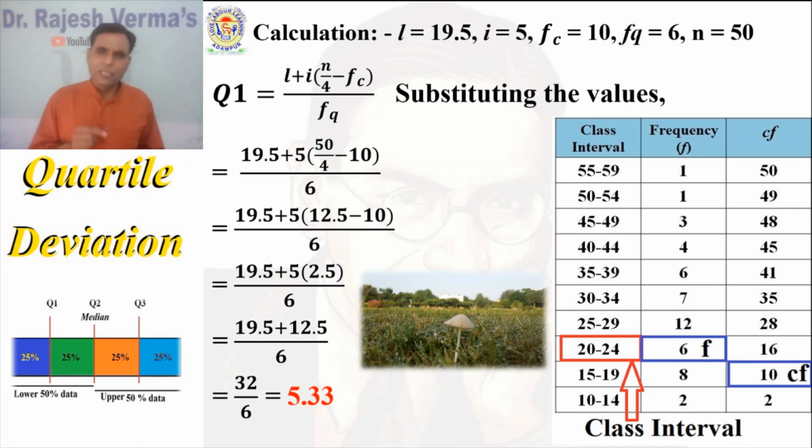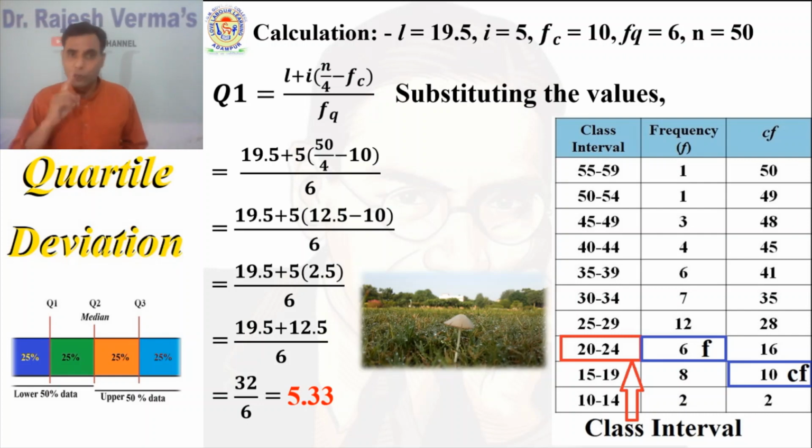If you want to study how that formula is derived, there is J.P. Guilford's book or Garrett's book. In that it is clearly mentioned why we use all these things: why the cumulative frequency of the previous class, why the frequency of that particular class, why we calculate the exact lower limits and upper limits of the class intervals and all these things. I'm not going to discuss all this here because the video would be too long.